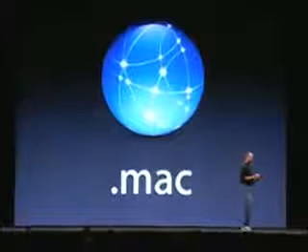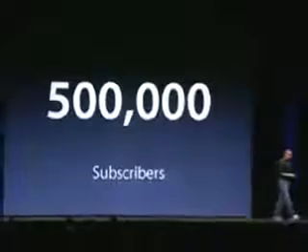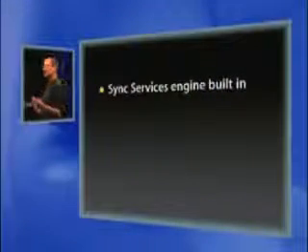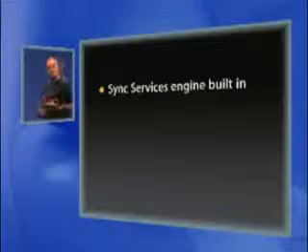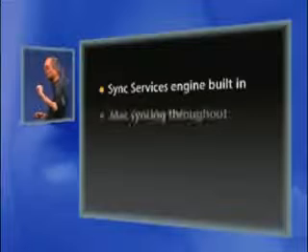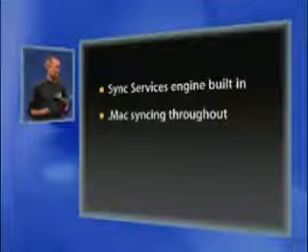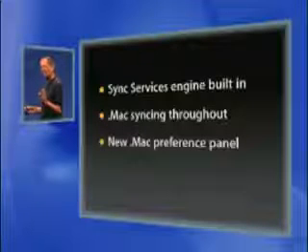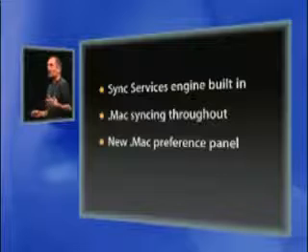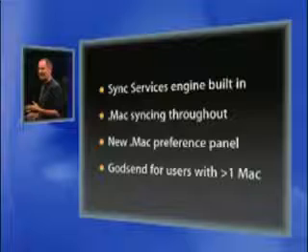Next, I want to tell you what we're doing with .Mac. You know, we have over 500,000 .Mac subscribers. 500,000, which is terrific. And we're going to be doing a lot with syncing in Tiger. We're building the sync engine right into Tiger. So if you want to sync with something, you're going to have a whole sync engine there at your disposal. We're also using that to put .Mac syncing throughout Tiger for .Mac subscribers. We're going to build it right in, and we've got a new .Mac preference panel that lets you turn things off and on all in one place. And this is going to be a godsend for users with more than one Mac, like most of us.